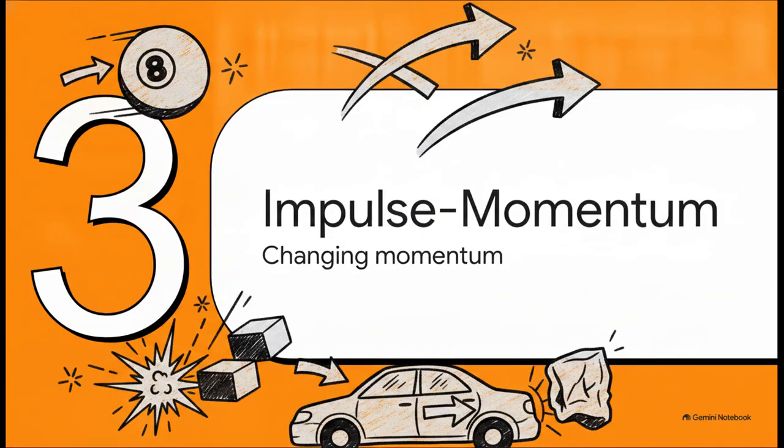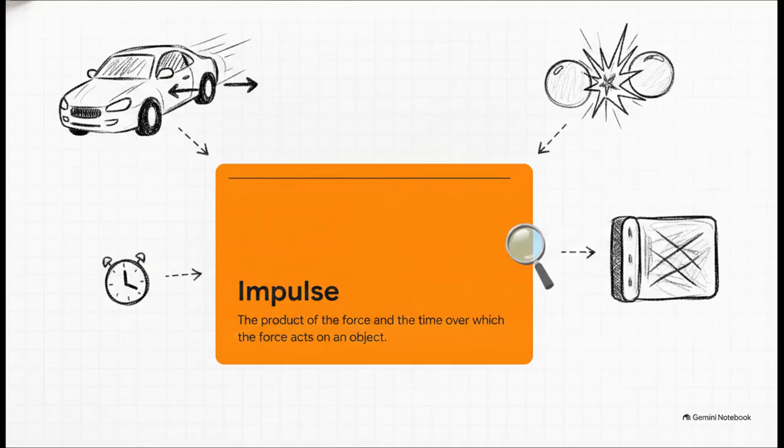Section 3, the impulse momentum theorem. This is where we figure out how to actually change an object's momentum. To bring a moving object to a total halt, you absolutely have to apply a force against its motion for a specific period of time. And that introduces us to a new concept, impulse. Honestly, impulse is simply the force applied to an object multiplied by the time interval over which it acts.